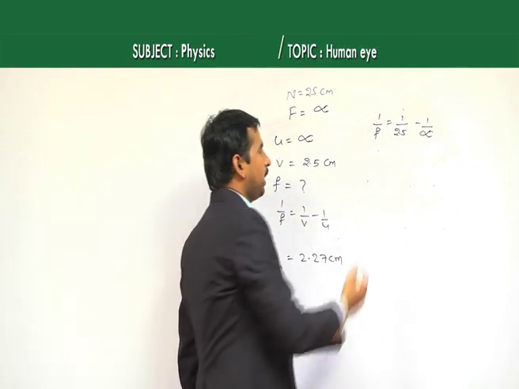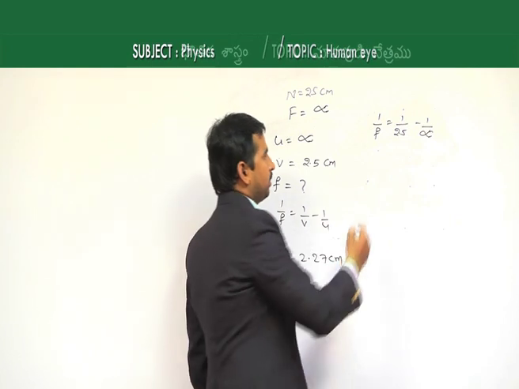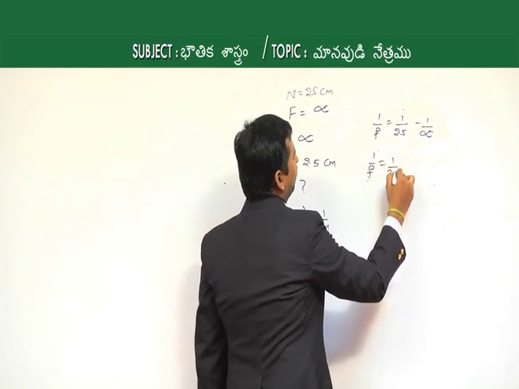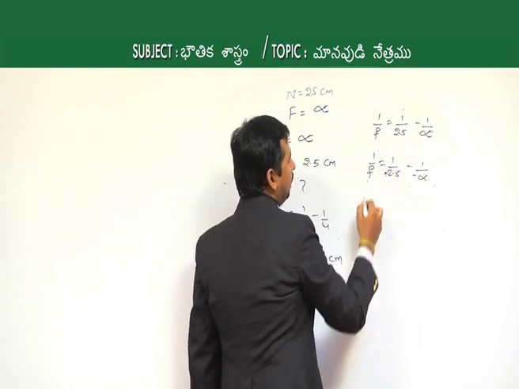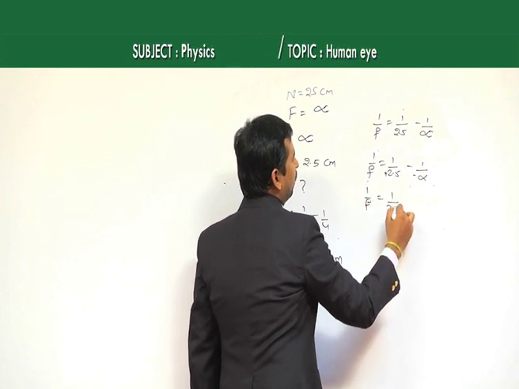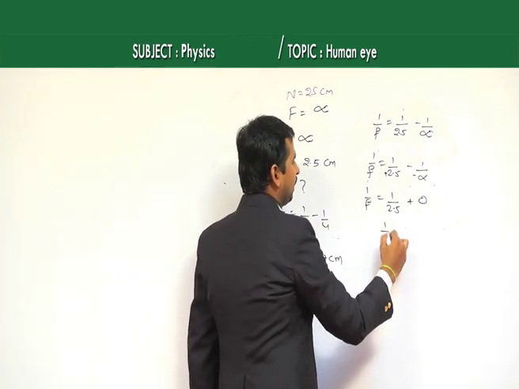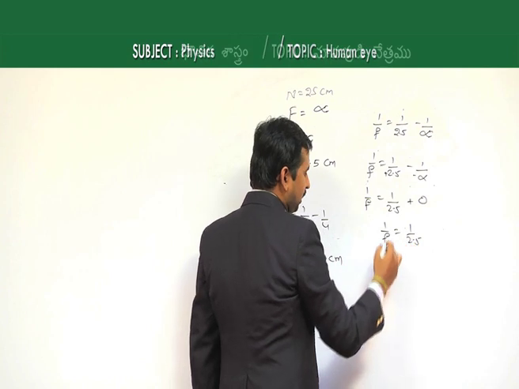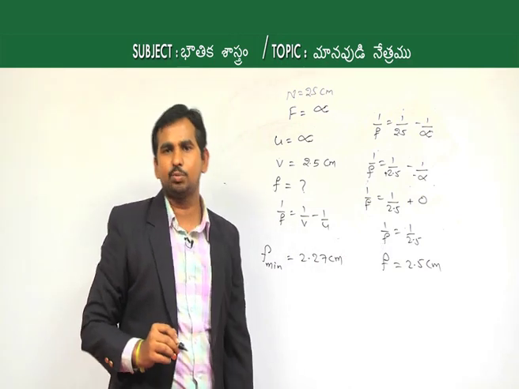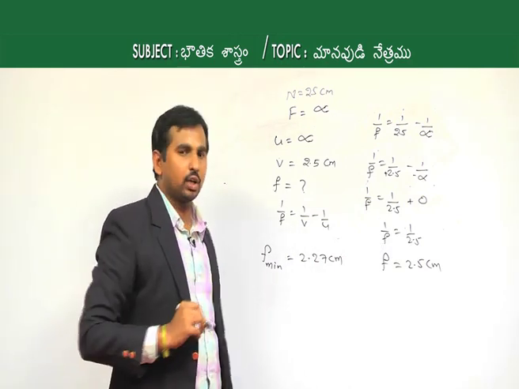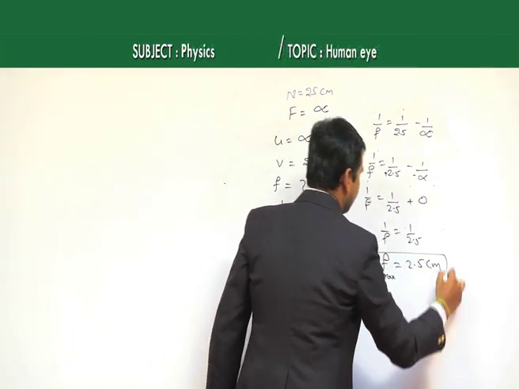If you apply the sign convention, where object distance is minus and image distance is plus, then 1/f = 1/2.5 − 1/(−infinite), which becomes 1/2.5 plus 1/infinite. The value of 1/infinite is 0. Finally we get 1/f = 1/2.5, so f = 2.5 centimeters. Whenever the object is placed at infinite distance, the focal length required to see the object clearly is 2.5 centimeters.